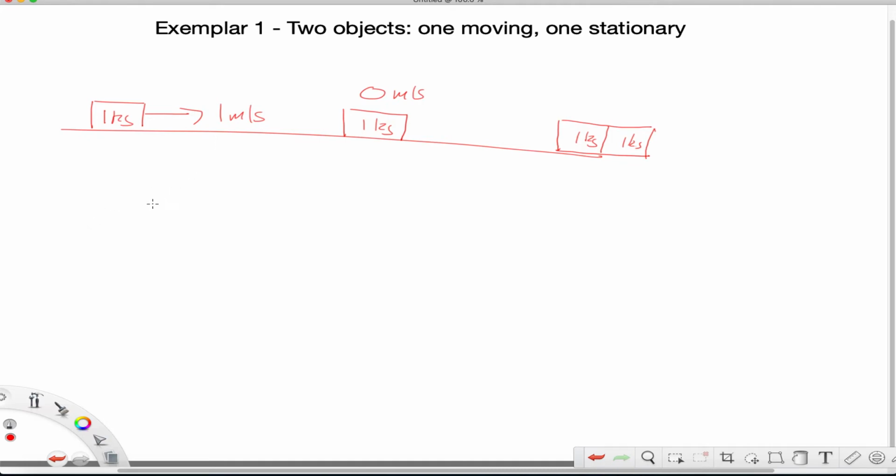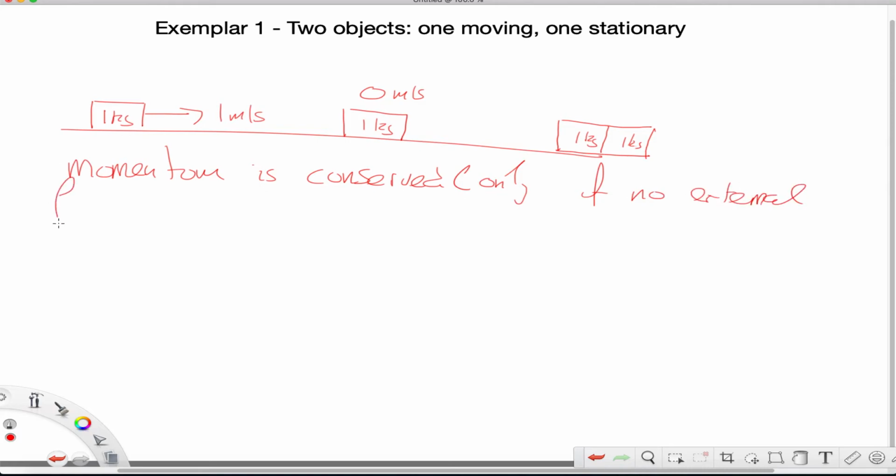Now, we say that momentum is conserved. Like energy, momentum is conserved, but only if no external forces act. Now, if you think about it, external forces, friction, gravity causes an external force.